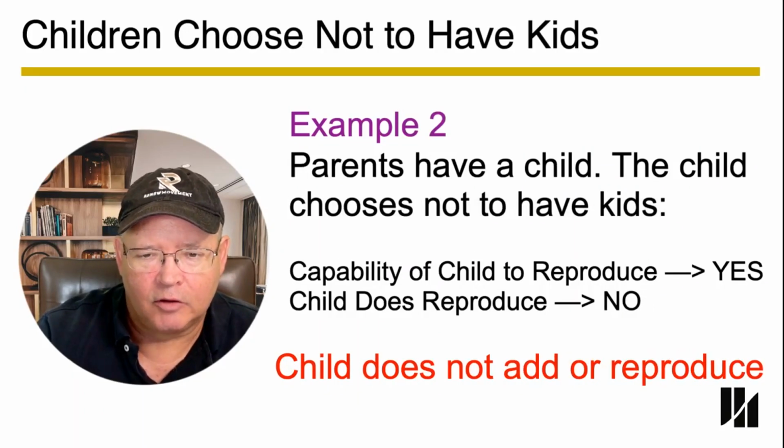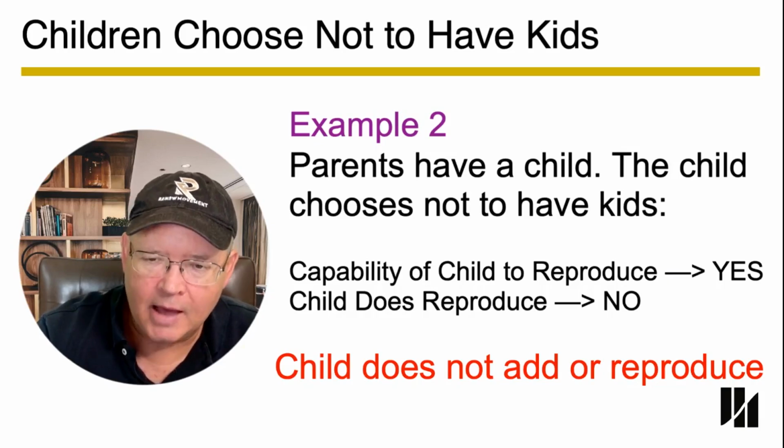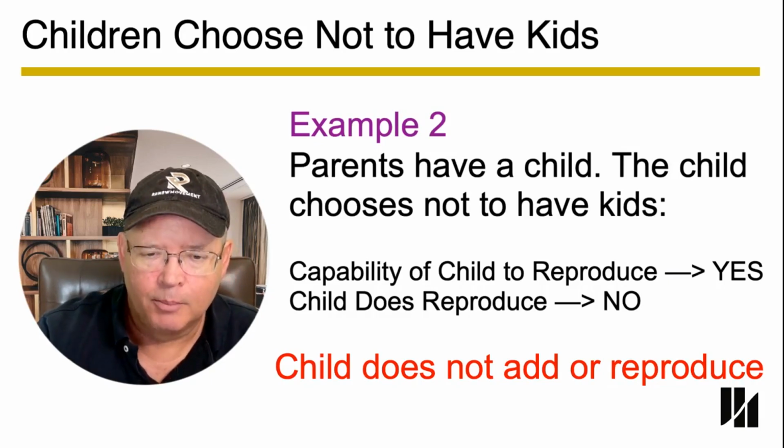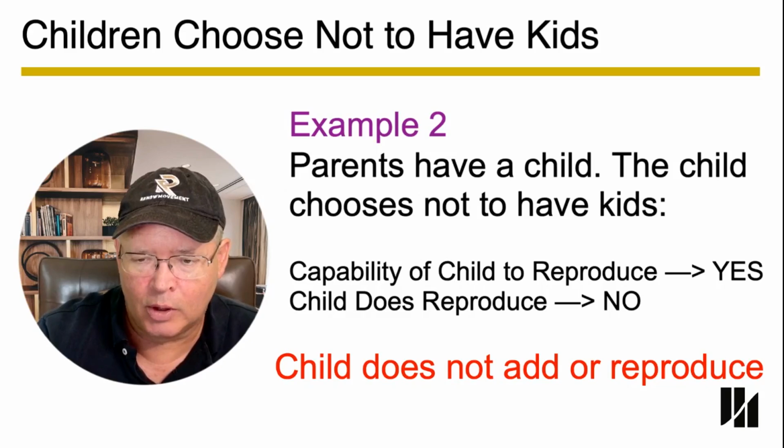Our second example, the same parents have a child. That child chooses not to have kids. So our first question, do they have the capability to reproduce? Yes, they could reproduce, but in this case, the child chooses not to reproduce. So we have a no. Because we don't have 2 yeses, the child then does not add or reproduce.